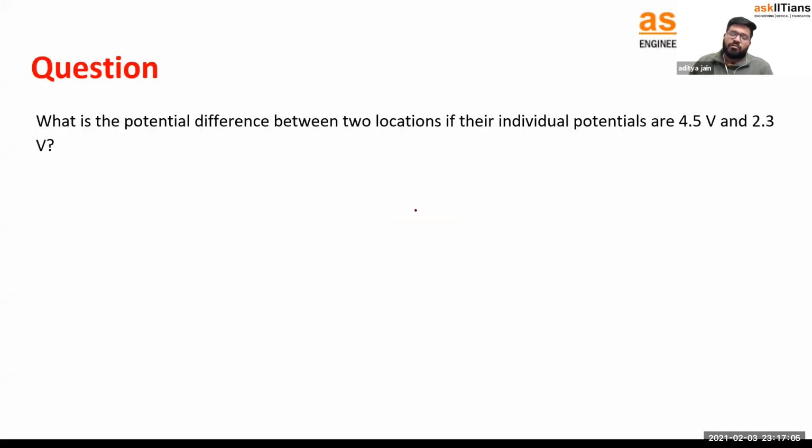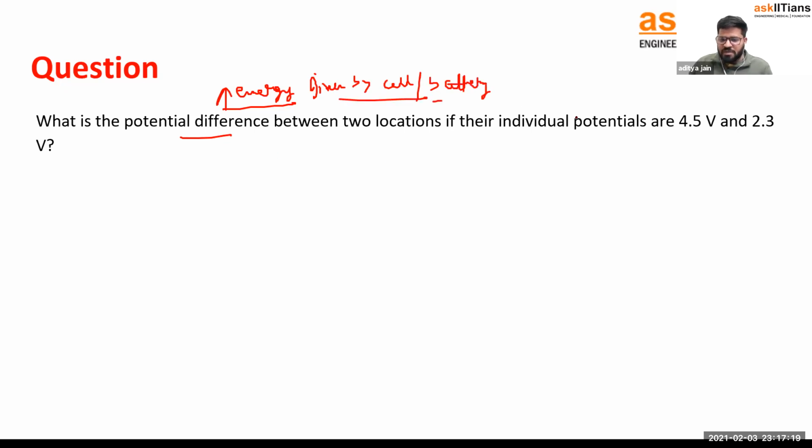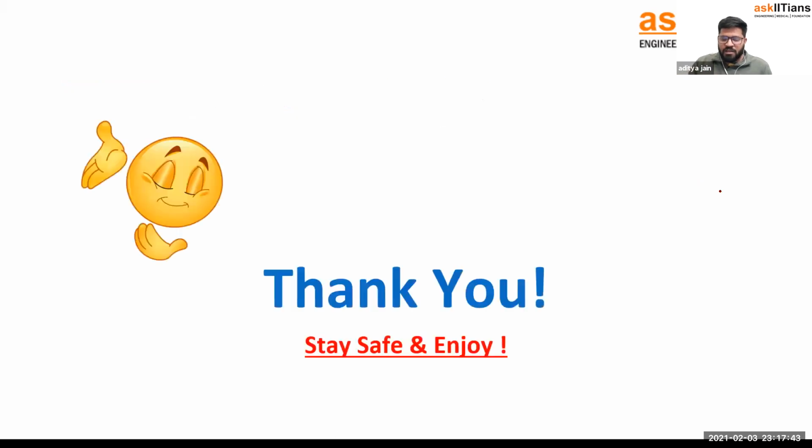Clear? Now, what is potential difference? Potential difference is basically the energy given by a cell or battery. It is being asked what the potential difference is between 2 points having potentials of 4.5 and 2.3. This is a basic mathematics question, 4.5 minus 2.3. Yes or no? So you will get 2.2 volts. This is the potential difference between 2 points. You can remember potential difference as the energy given by the cell or battery, because energy is required to make the current flow through the circuit. Clear?